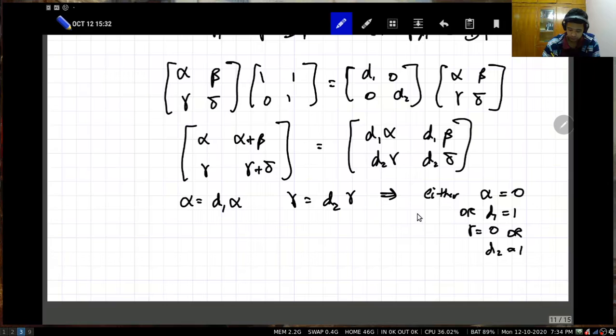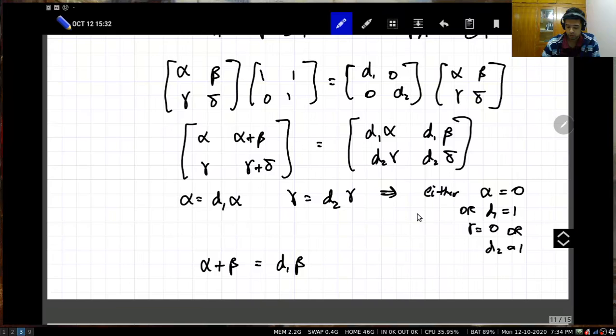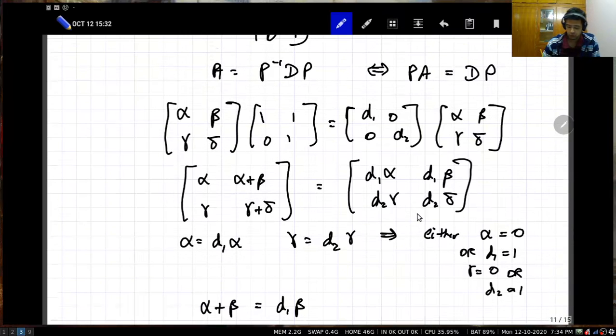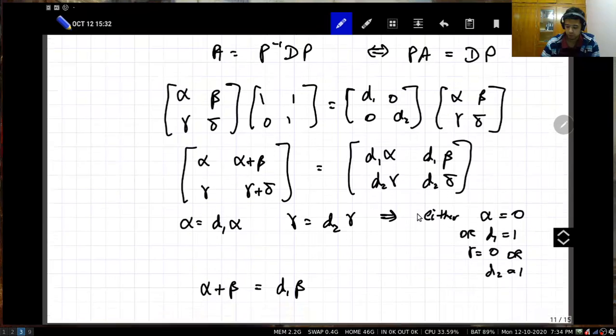Now similarly, let's equate the second set of equations. We have alpha plus beta equal to D1 times beta. Now there are 4 conditions. Either alpha equal to 0 and gamma equal to 0, which is not possible. If alpha equal to 0 and gamma equal to 0, then this matrix is not full rank and therefore it is not invertible. So if alpha equal to gamma equal to 0, then the matrix alpha, beta, gamma, delta is non-invertible. So that option is completely ruled out.